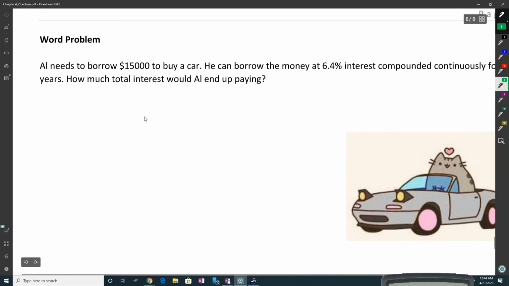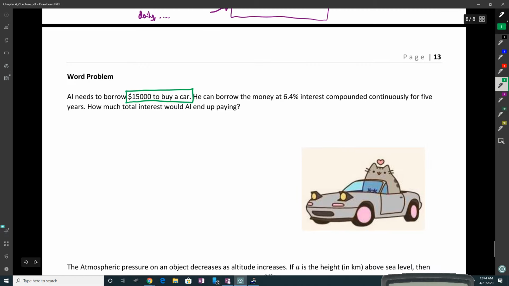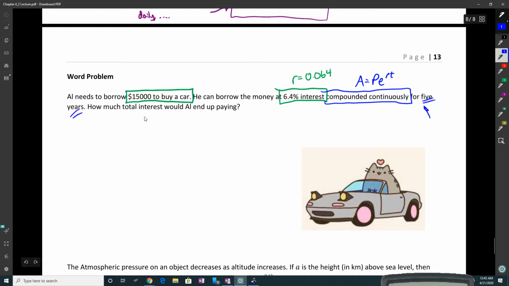All right. So Al wants to borrow money for a car. He needs this much money. He can borrow money at 6.4% interest. That's going to be my R. Compounded continuously. This tells us the formula to use. That's the formula we're going to be using for 5 years. So this tells me that T is equal to 5. How much interest would he end up paying?